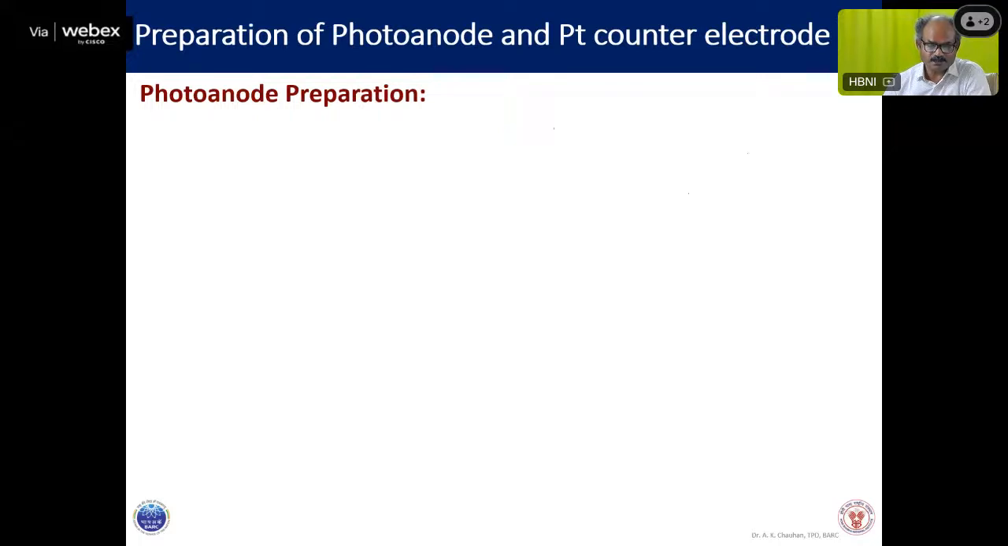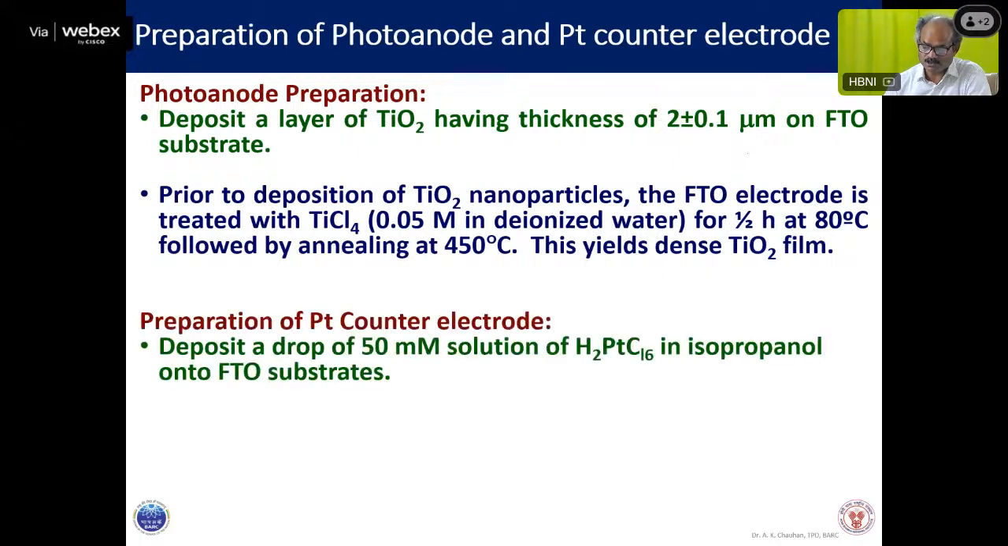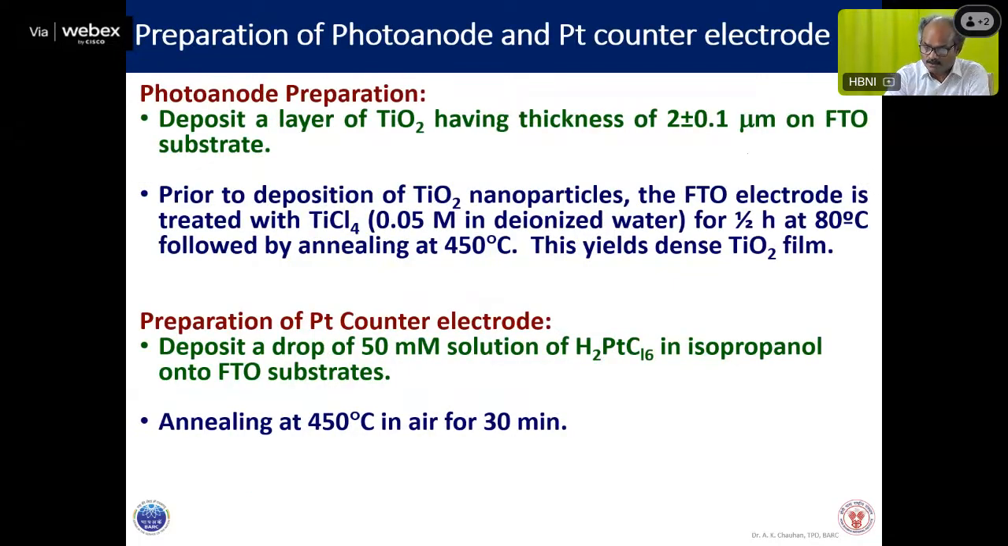Next comes the preparation of the photo anode and the platinum counter electrode. This is the actual process which we have followed in our laboratory. It is very easy to make a dye sensitized solar cell. The making of a bulk heterojunction is relatively difficult, though that is also easy as compared to DSSC. Any student can make a DSSC in her own lab without putting in much effort.